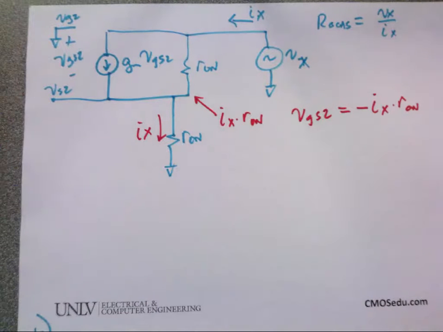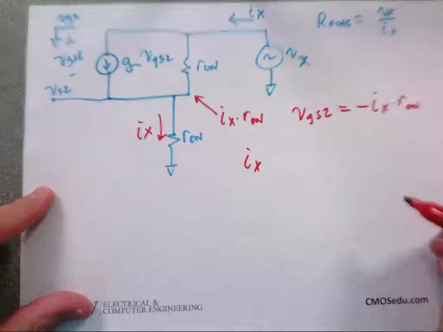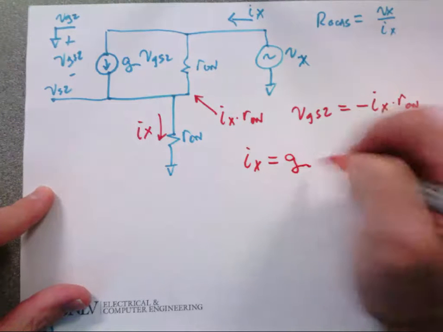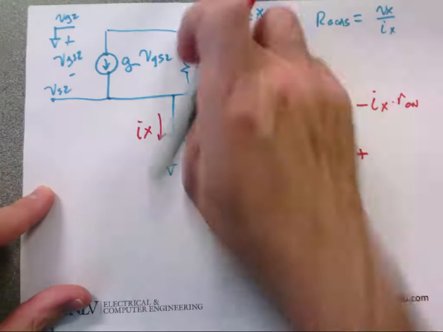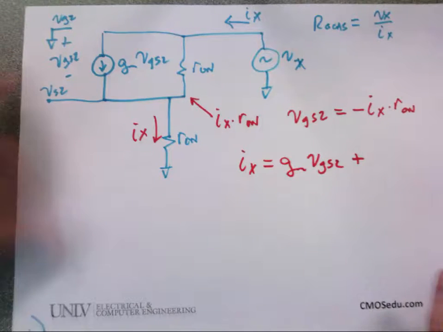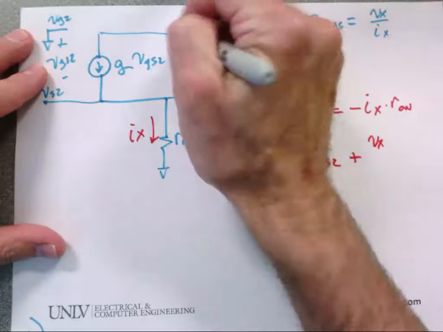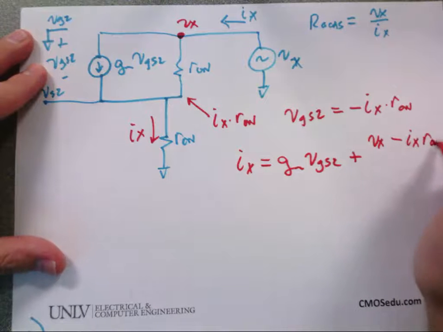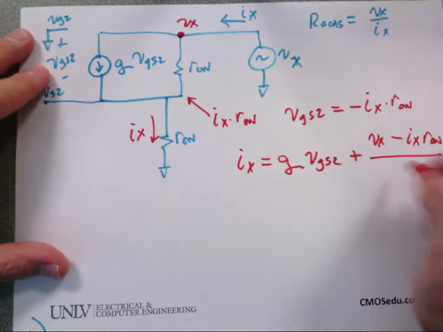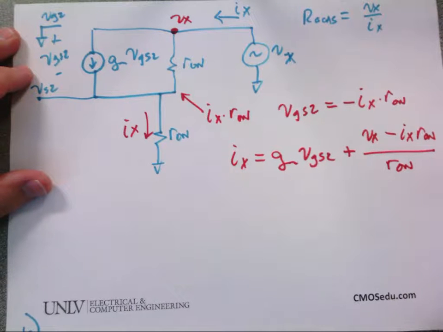So why don't we, this first time I derive this, what do you want to do, top or bottom? Let's do it on the top. So would everybody be okay if I wrote Ix is equal to gm VGS2 plus the current that flows through there? What is the current that flows through there? Vx, this voltage, Vx minus this voltage, divided by, and I'm after this, right?